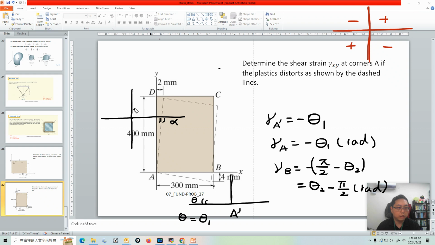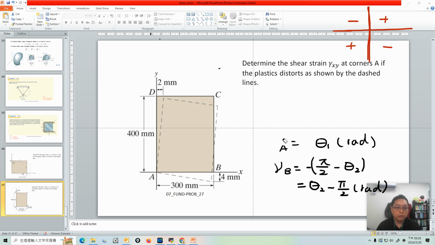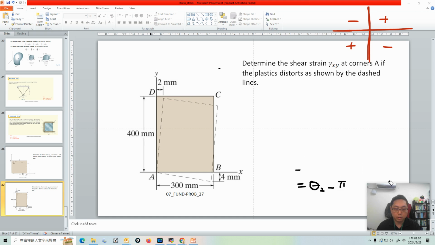Initially ABCD is a rectangle, and after deformation, the rectangle becomes the dashed shape. The question says, find the shear strain at corner A. The corner A is here.